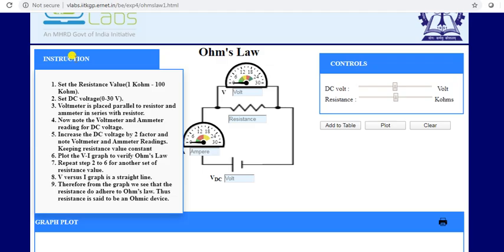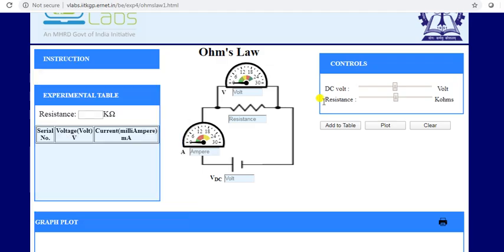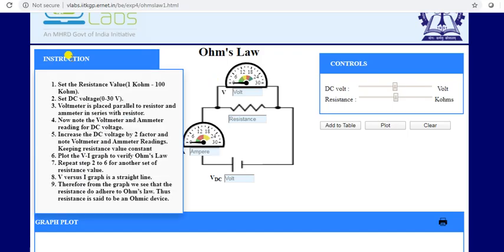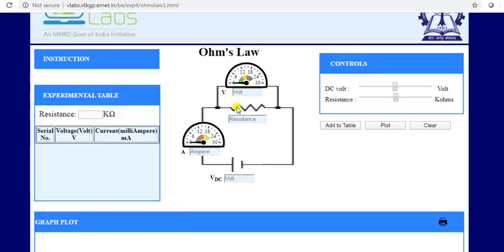Second is set DC voltage. The range of DC voltage is 0 to 30 volt, so we can vary this value from 0 to 30 volt. Third is voltmeter is placed in parallel to resistor and ammeter in series with resistor. We all know that to measure potential across a component we have to place voltmeter in parallel to it, and to measure current ammeter should be in series.